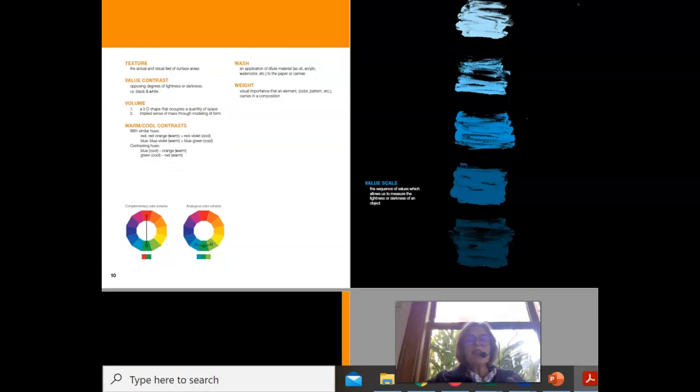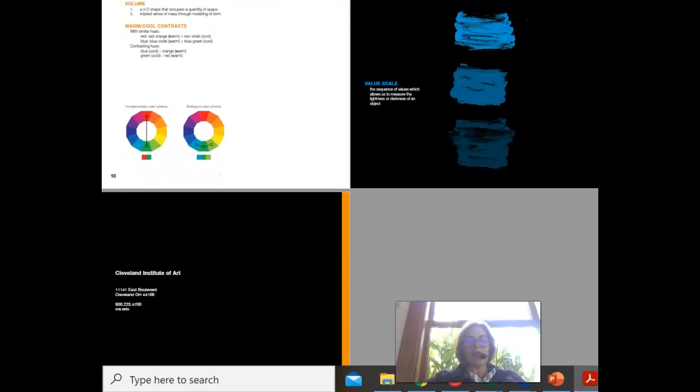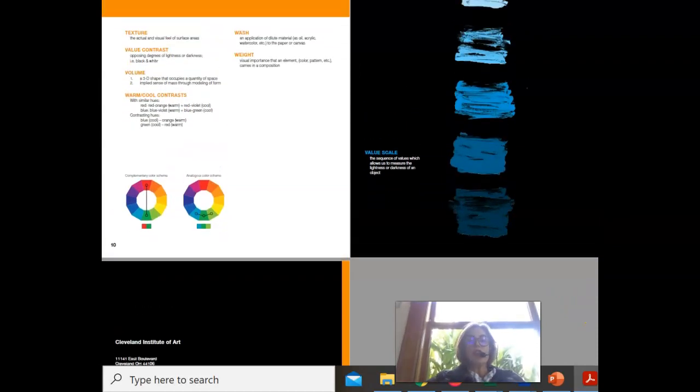Value scale, the sequence of values which allows us to measure the lightness or darkness of an object. Okay, so we have something that is lighter in value at the top and then darker at the bottom. Okay, so I do want you to spend the time to go through these and really read them, and I know you're going to find it very helpful.